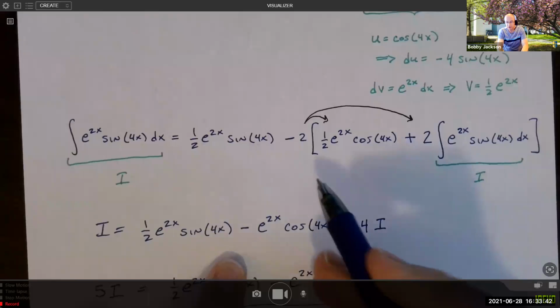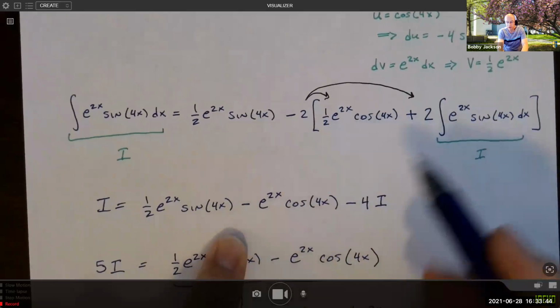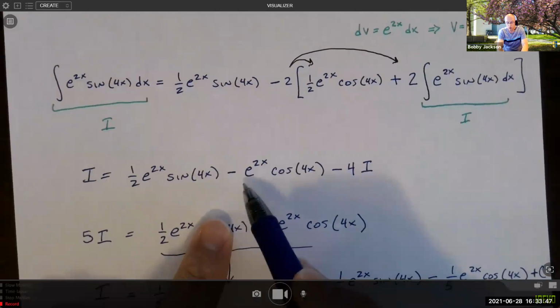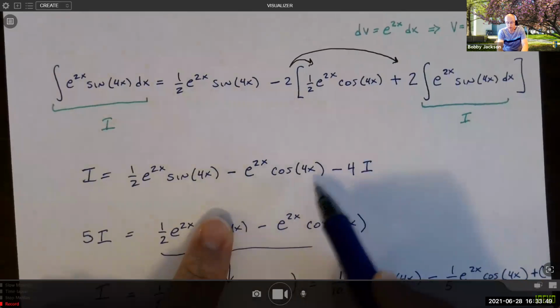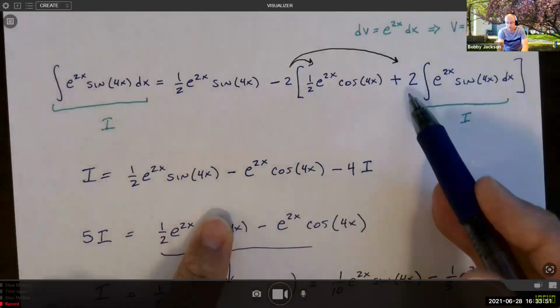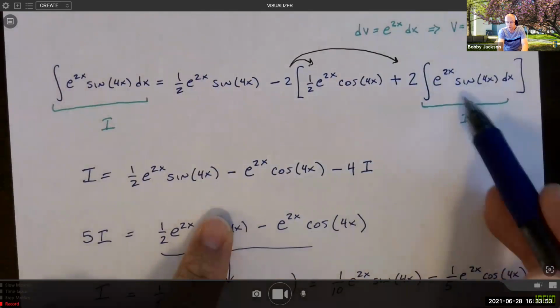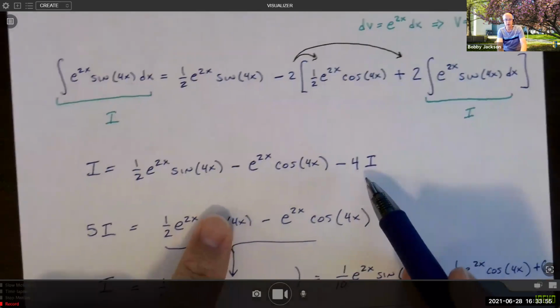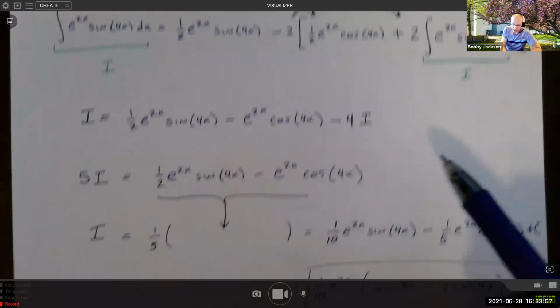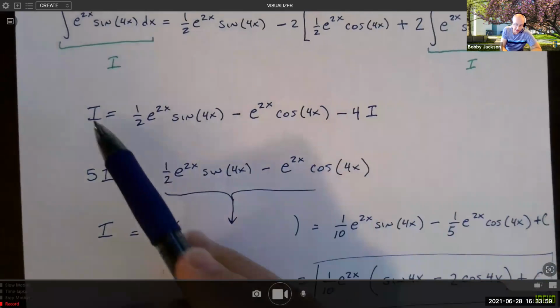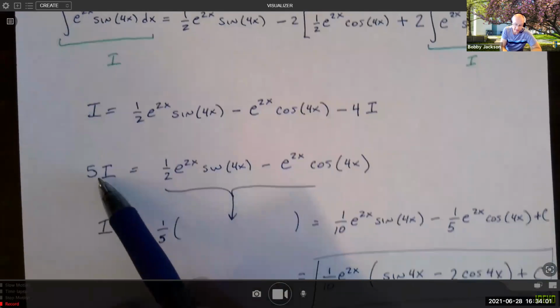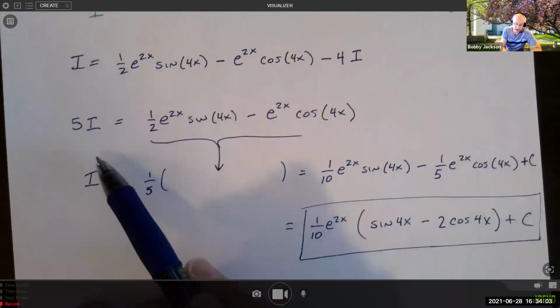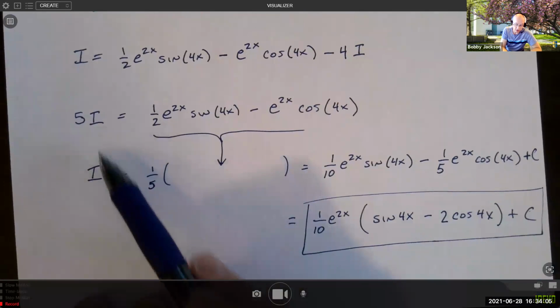And then this -2 here, I want to distribute through. -2 times 1/2 is -1 e to the 2x cosine of 4x. -2 times +2 is -4 times this integral that I'm calling I. So now I have an equation that I can solve for I. I add 4I to both sides. I plus 4I is 5I. All right. And then I can divide by 5 or multiply by 1/5.